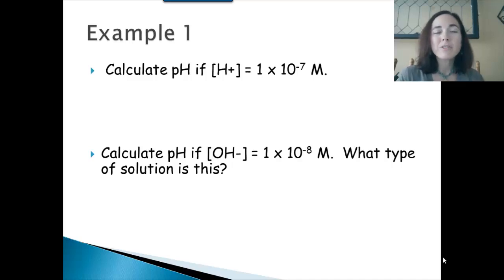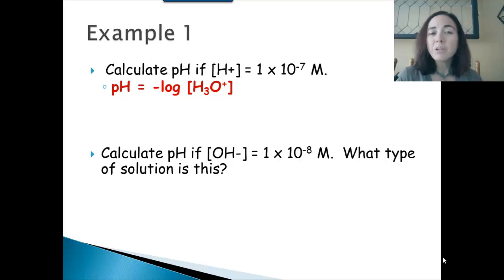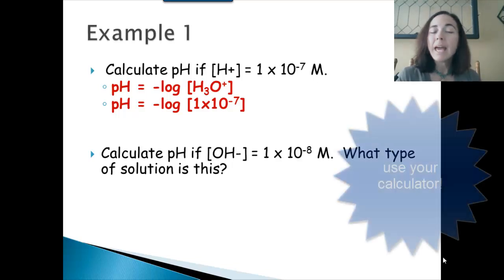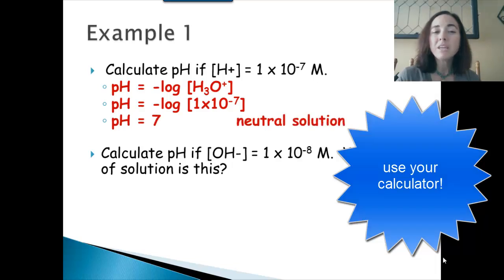Alright, so now we're ready for those examples. In this first problem, we are trying to figure out the pH if the hydronium ion concentration is 1 times 10 to the minus 7th. So I'm going to use that new formula to find the pH. I can plug the 1 times 10 to the minus 7th molar in for that concentration of hydronium. When I plug that in, I'm going to enter it in my calculator exactly the way it's written, negative log 1 times 10 to the minus 7th. And when you do that calculation, you get a pH of 7. This is a neutral solution, just like water.